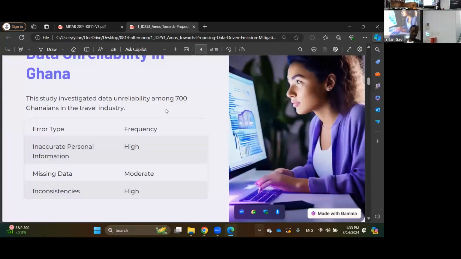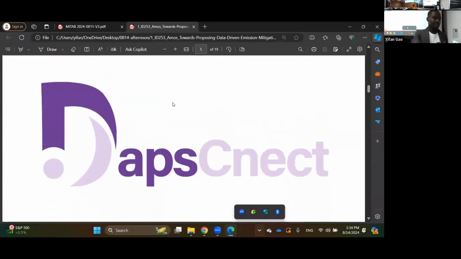We found that at the personal information level, the errors are very high, and the inconsistencies are also very high. In terms of missing data, it's moderate because they don't know much of the info that you're asking for. So we designed this technology. We've actually built a mobile application for this. It's available on both Android and iOS devices. The purpose is to talk to people and let them willingly provide us with data, and then we help them identify errors and inconsistencies in the data for themselves.